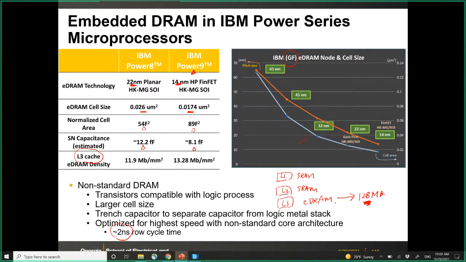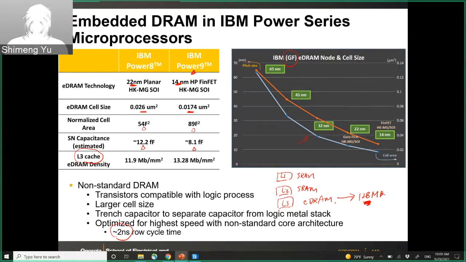And this graph shows the scaling trend for the eDRAM technology from IBM and GlobalFoundries. They do have just several generations. And then this is the latest one for the Power 9 processor.